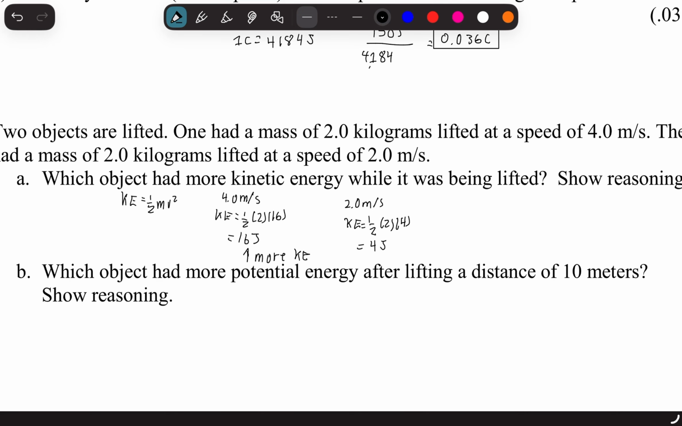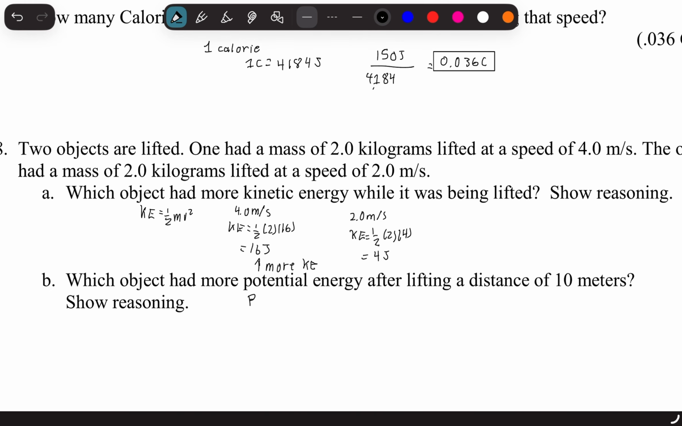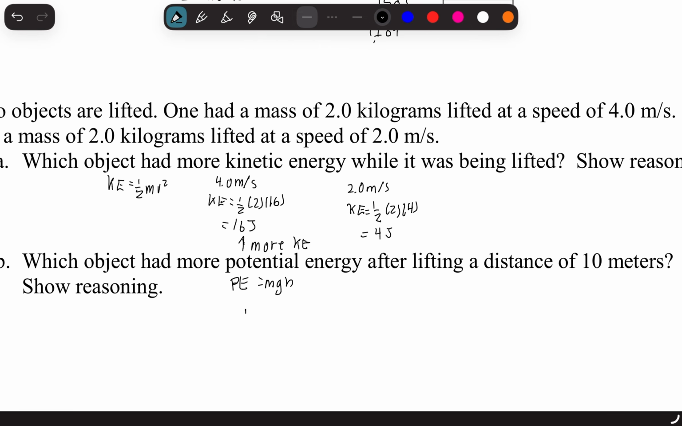Which object has more potential energy after lifting a distance of 10 meters? Show your reasoning why. So, potential energy is equal to the mass times gravity times height. So your mass is equal to 2.0 and your height is equal to 10. So your potential energy is equal to 2 times 9.8 times 10, which is 196 joules.